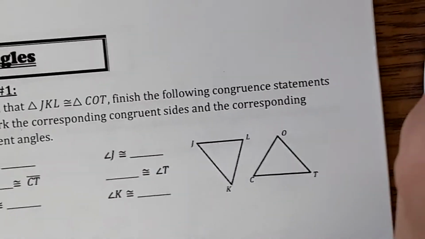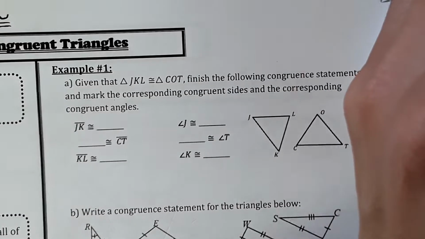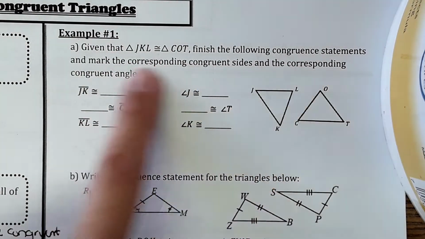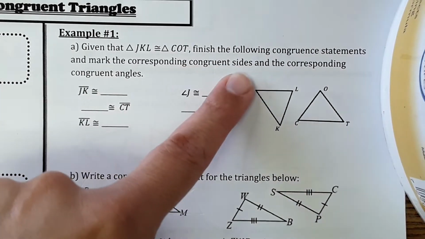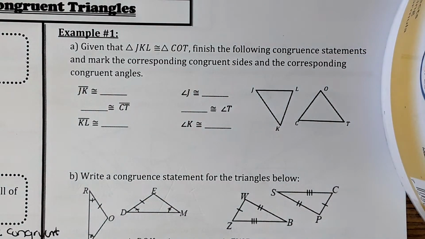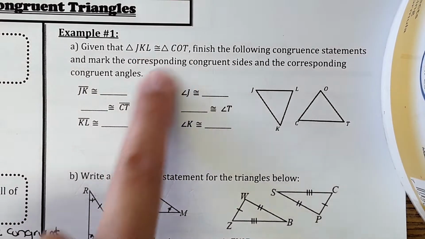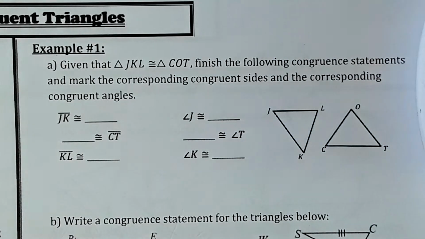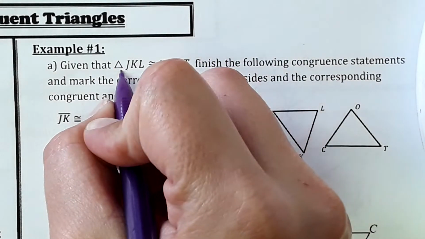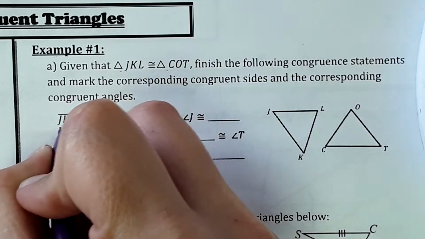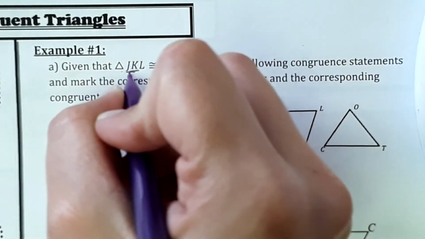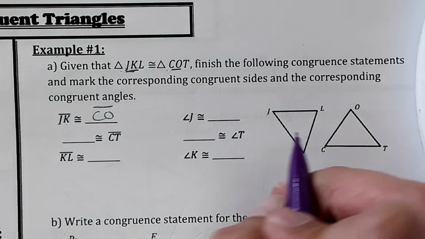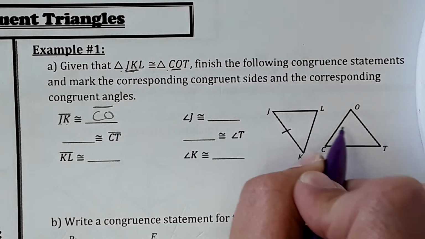Moving up to the top. Okay, so here it's saying, given this statement, finish the following congruent statements and mark the corresponding congruent sides and the corresponding congruent angles. For me, it's actually easier just to look at this congruent statement and fill in all the blanks. So that's what I'm going to do, and I'm going to use pencil so I can erase as I go. It says, given triangle JKL is congruent to COT, it's asking what's congruent to JK. Well, JK is those first two letters, so it must be congruent to segment CO. So we can say that JK is equal to CO.